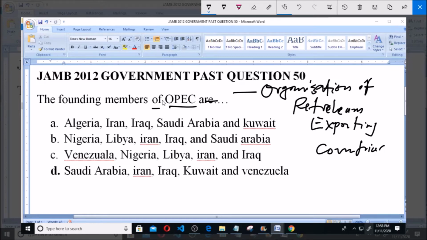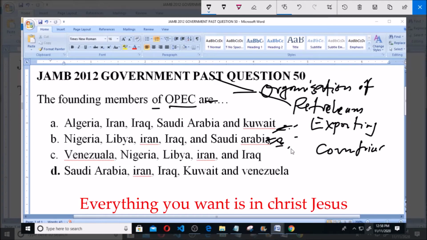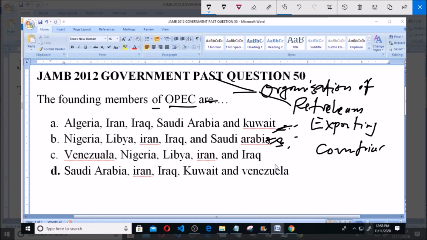Option A, Algeria, Iran, Iraq, Saudi Arabia and Kuwait. Option B says Nigeria, Libya, Iran, Iraq and Saudi Arabia. Option C says Venezuela, Nigeria, Libya, Iran and Iraq. Option D says Saudi Arabia, Iran, Iraq, Kuwait and Venezuela.